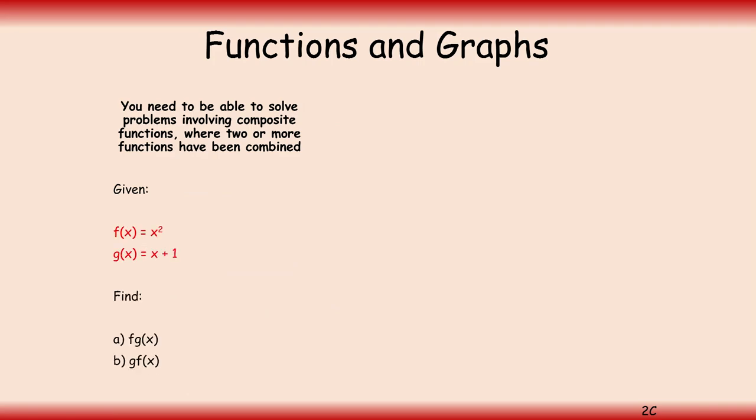Right, an example. So let's have a go at that. We're given f of x as x squared, g of x as x add 1. Find f of g of x and then find g of f of x. So for A, g of x is given by x add 1. And now f of x is equal to x squared.